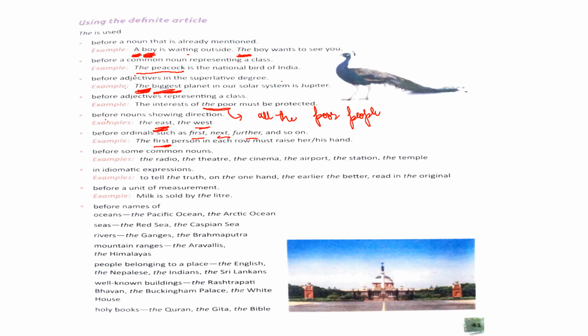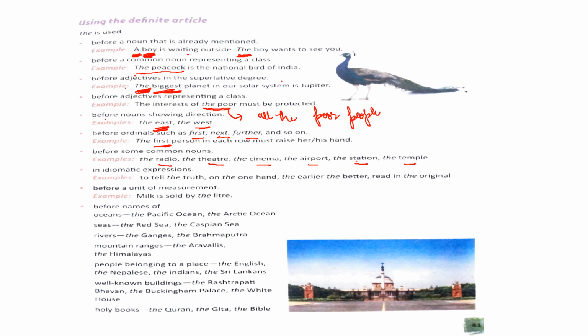Next is before some common nouns. Some common nouns you use the articles with. You have to remember these examples. You use article the before words like radio, theater, cinema, airport, station, temple. You must use the. It is a rule. Remember them. They are radio, theater, cinema, airport, station, temple.